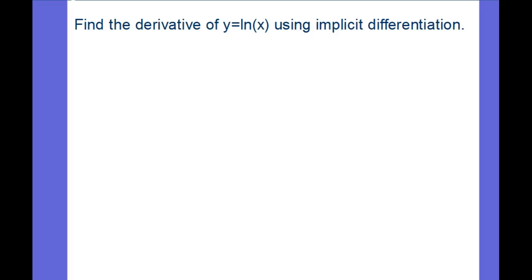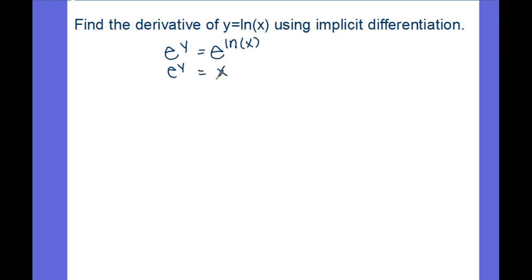If we need to use implicit differentiation, how do I get rid of a natural log? E. Okay, let's e both sides. What do you mean? So you have e to the y equals e to the natural log of x. What do we know about e to the natural log of x? It becomes x. So you have e to the y equals x.